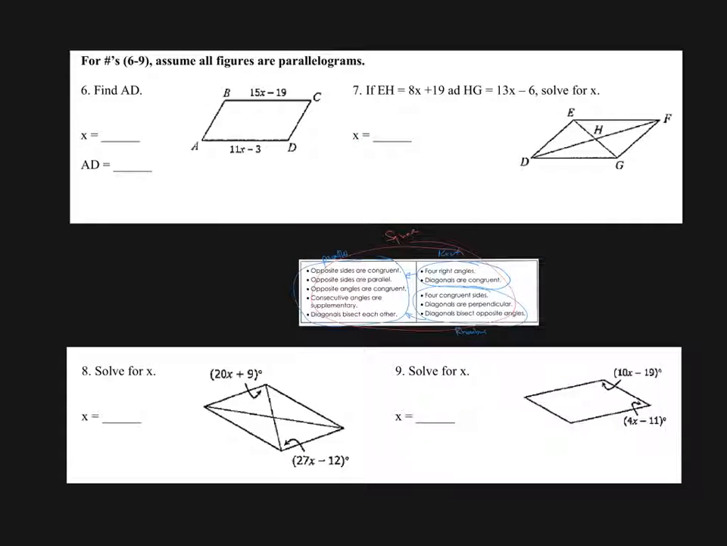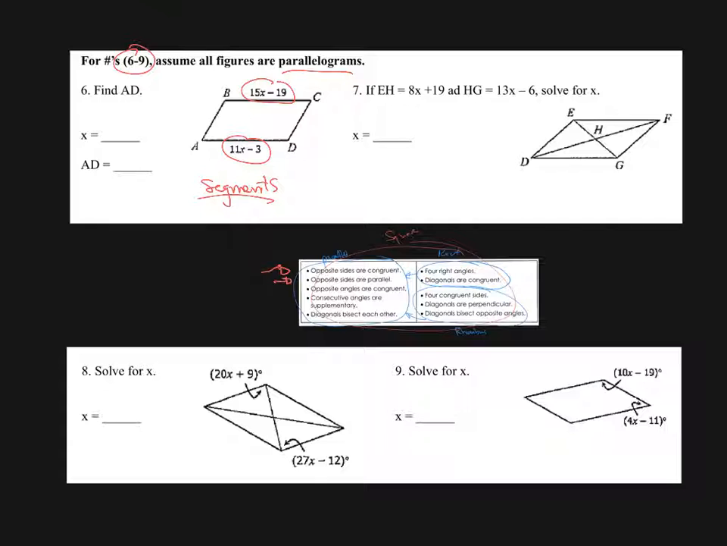So we take a look, and for numbers 6 through 9, we're going to assume that they're all parallelograms. I have 15x minus 19 and 11x minus 3. This has to do with segments, right? You always have to decide, are these segment questions or angle questions? These are segments, so what do you know about opposite sides? I know opposite sides are congruent, opposite sides are parallel.